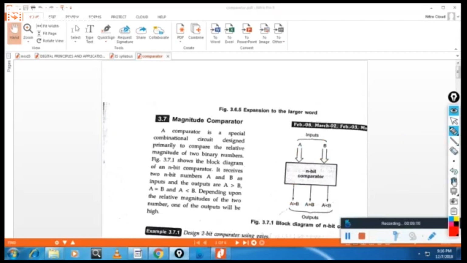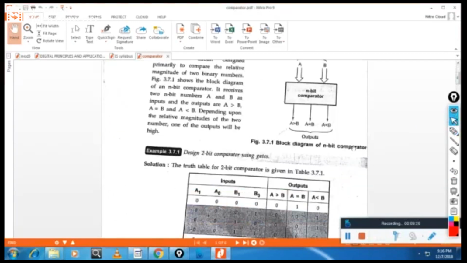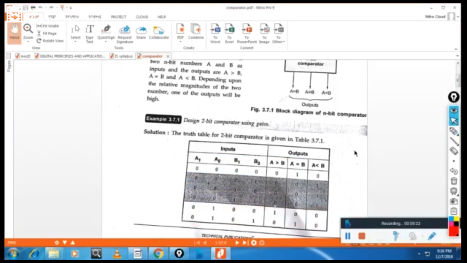So now, design a 2-bit comparator using gates. You can see here 2 bits. I have taken 2 bits as B0, B1, that is one word, and this is the other word, A0, A1. And I am going to compare. Since here 4 variables are there, it will give 16 possible combinations. First you have to write the 16 possible combinations, and the output is either A greater than B, A equal to B, or A less than B.